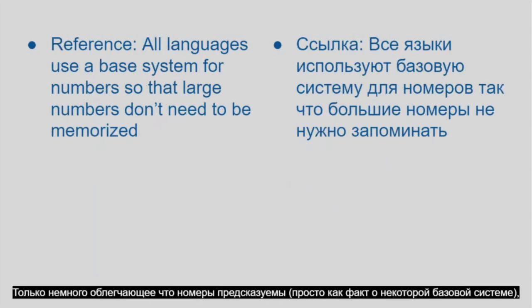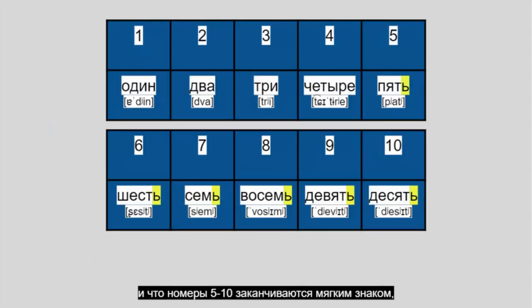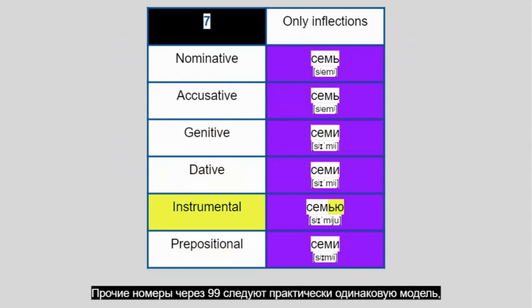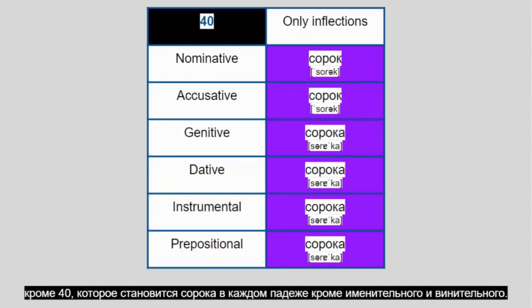This is only slightly relieved by the fact that numbers are predictable just as a fact of using any base system, and that numbers 5 through 10 end in myagkiy znak, which means that their genitive, dative, and prepositional forms all end in i, and the only odd one out is the instrumental form, which ends in yu. The rest of the numbers through 99 follow pretty much the same pattern except for sorok, which just becomes saraka in every case except nominative and accusative.